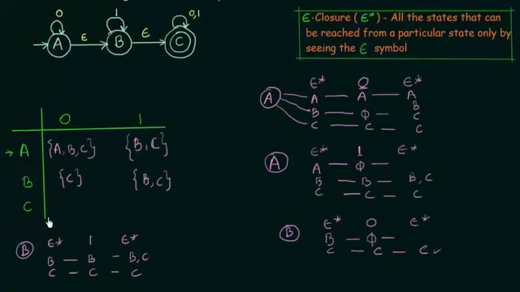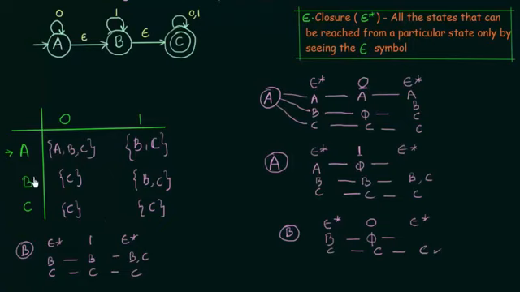Okay, so the last one is C, and I will not be solving it here. I hope you know the procedure. If you solve for C, you will see that C will go only to C even on inputs 0 and 1. So here we get the transition table for our NFA. We have converted this epsilon NFA to its NFA.